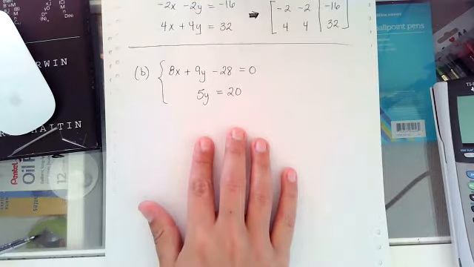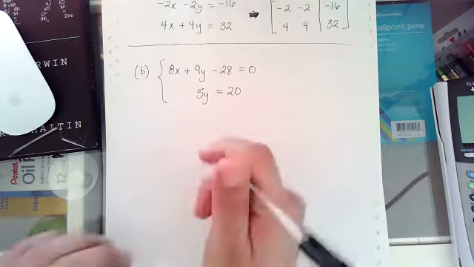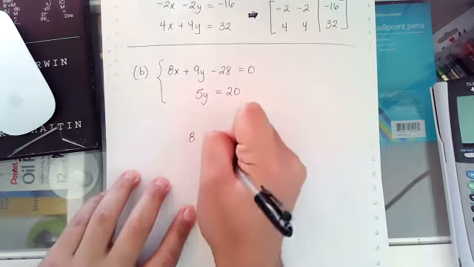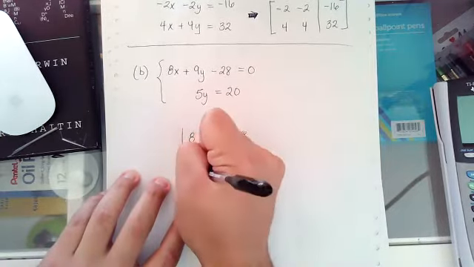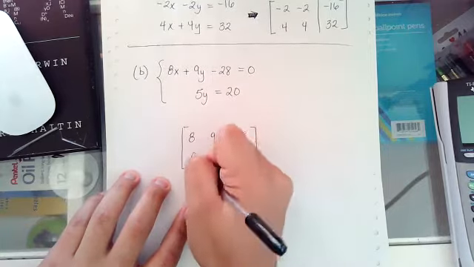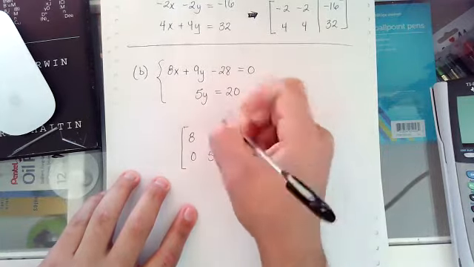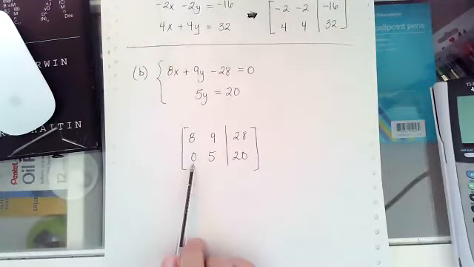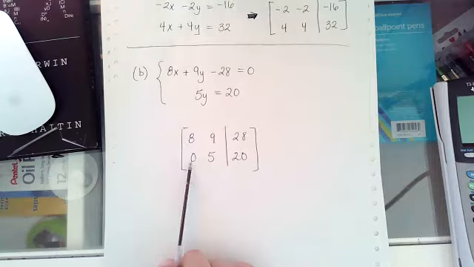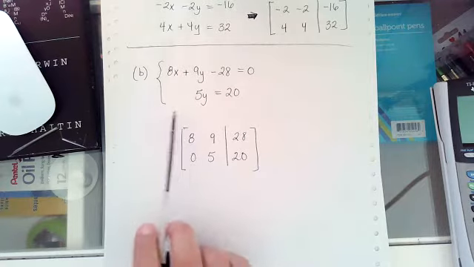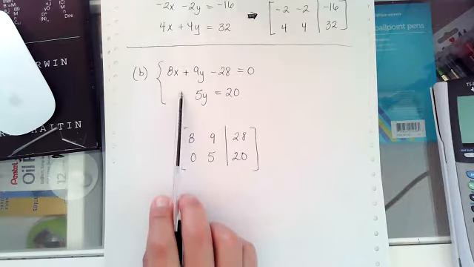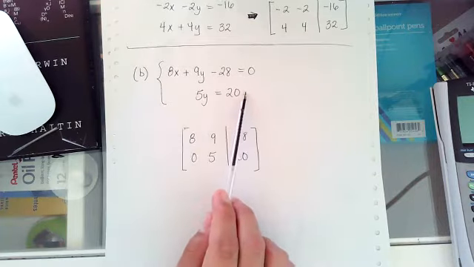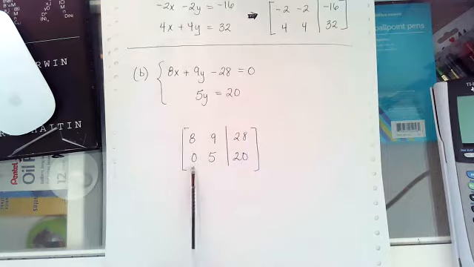Has anybody figured it out already? Is it 8 on top, 9 on top, 28? And then on the bottom, I'm kind of guessing 0, 5, and 20. Okay, so that's a good guess. I know that we're sort of feeling like we're guessing a little bit, but you have to ask yourself, how many x's are here in the second equation? None. And if there are none, then that's a 0.